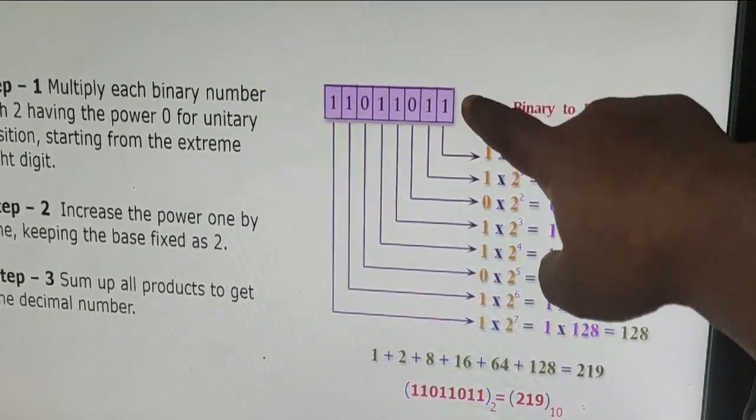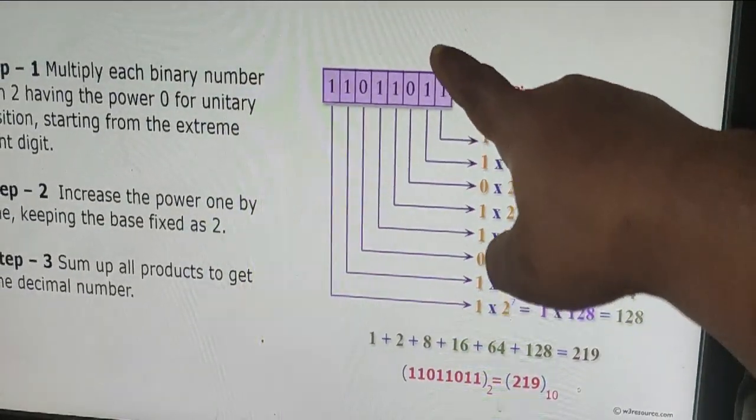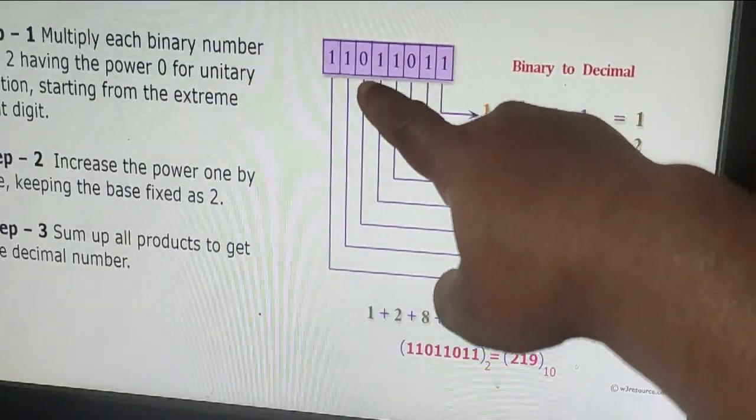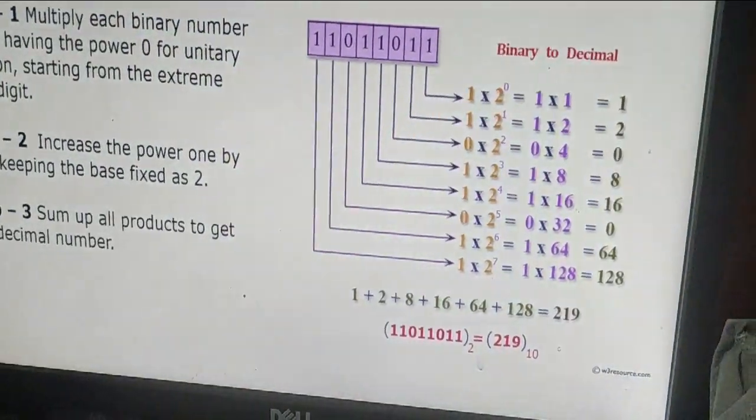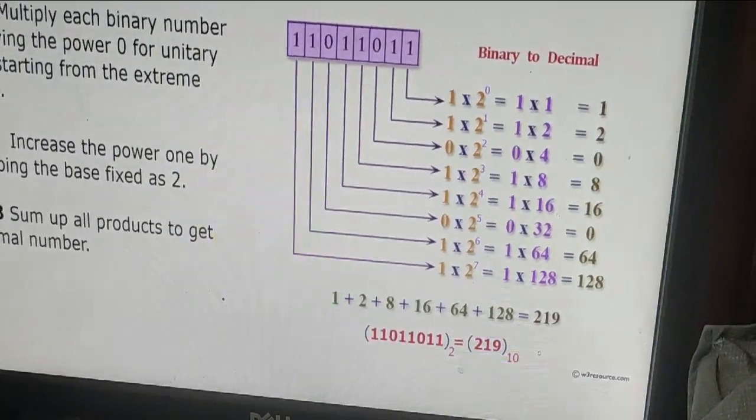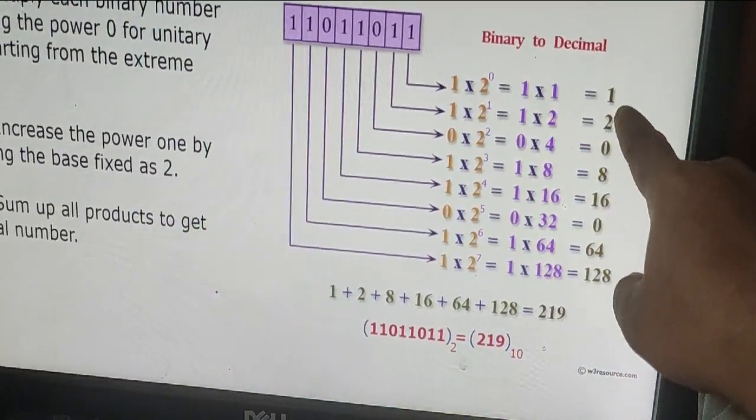From this position we will start with 2 to the power 0, then 2 to the power 1, 2 to the power 2, 2 to the power 3, 2 to the power 4, 2 to the power 5, 2 to the power 6, 2 to the power 7. Now see what they have done. 1 into 2 to the power 0. What is the value of 2 to the power 0? It is equal to 1. So 1 into 1 is 1.